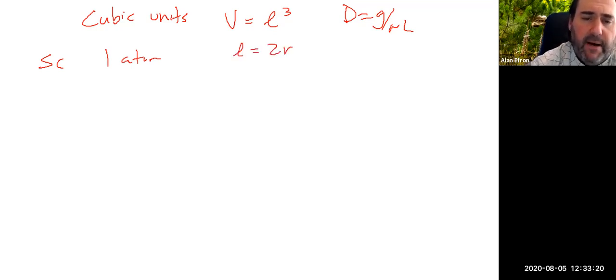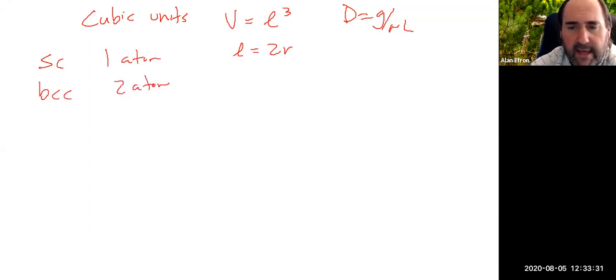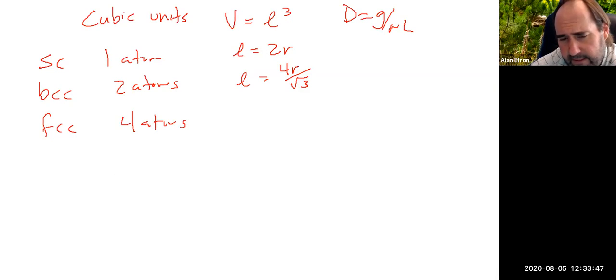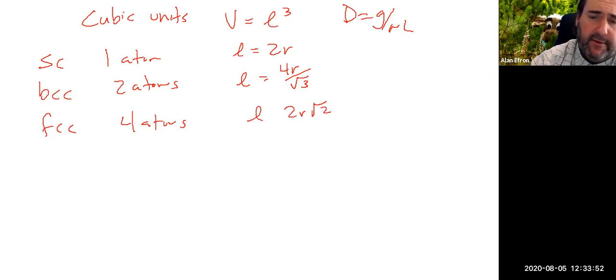We also had body-centered cubic. In body-centered cubic, we have 2 atoms. And the edge length was 4r divided by the square root of 3 in that particular case. And we had face-centered, which had 4 atoms. And the length was 2r square root of 2 in that particular case.